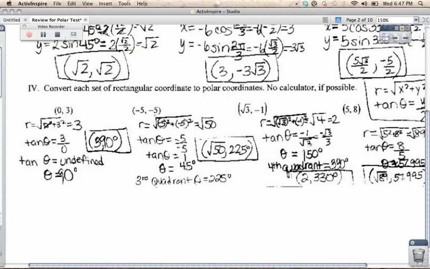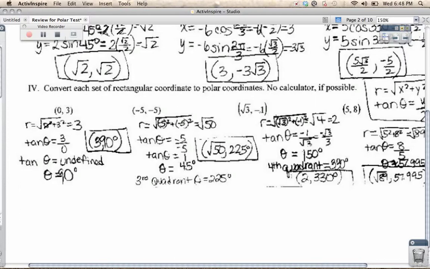For negative 5 comma negative 5, I'm again going to plug in those values, negative 5 squared and negative 5 squared. That's going to give me root 50. I could simplify that radical, but for this purpose, you can just leave it as root 50. And then you're going to take tan theta equals 1. Well, tangent is 1 at 45 degrees, so theta equals 45. However, you are in the third quadrant. Therefore, 45 degrees in the third quadrant gives you 225 degrees. So your point is actually root 50 comma 225.